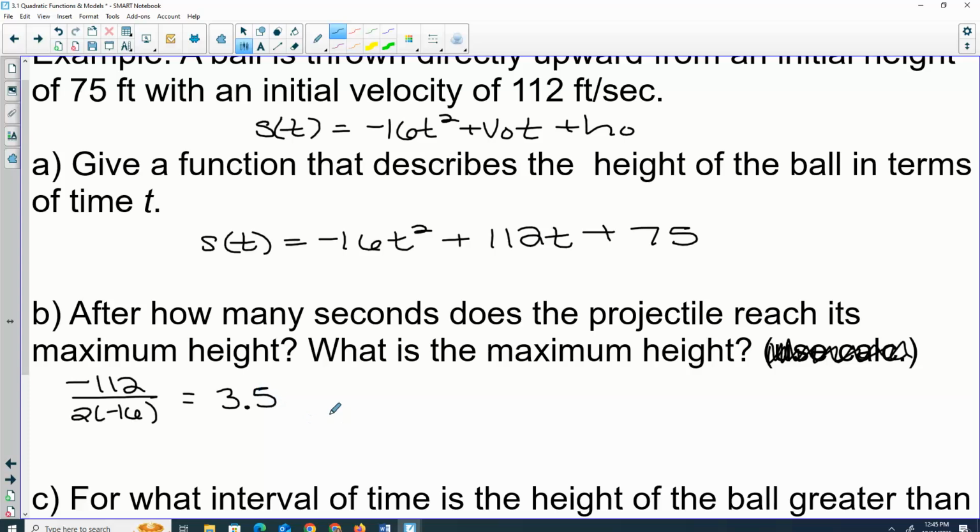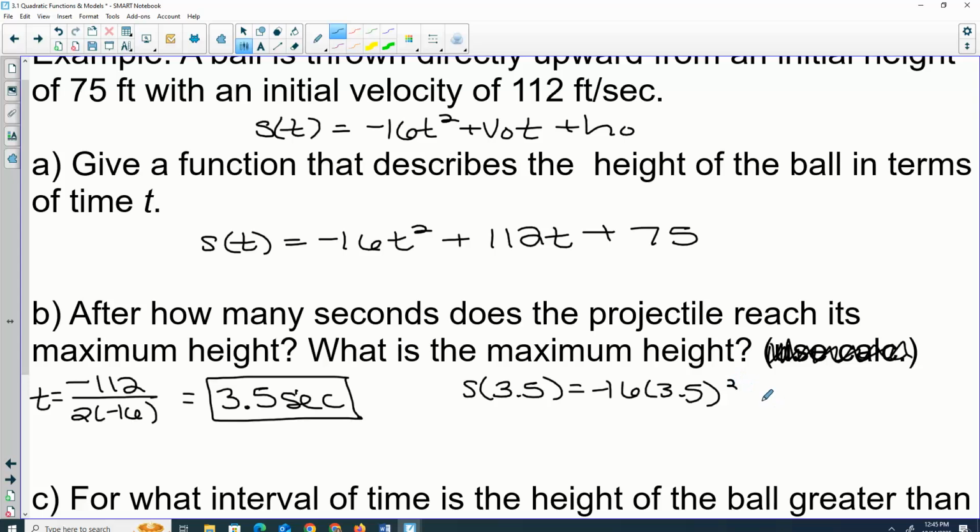and we get 3.5. What does 3.5 represent? That's the x, which in this case our variable was t, which was time. So, after how many seconds does it reach its maximum? It's after 3.5 seconds. What is the maximum? So you just have to plug 3.5 into your formula. And then this, our height was measured in feet.